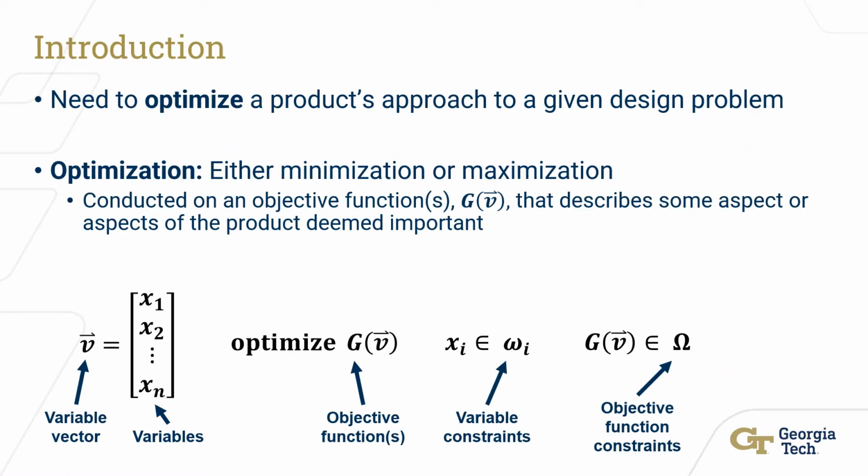Underlying nearly all design engineering decision-making processes is a need to optimize a product's approach to a given design problem. In practice, this optimization, defined as either minimization or maximization, is conducted on an objective function that describes some aspect or aspects of the product deemed important.